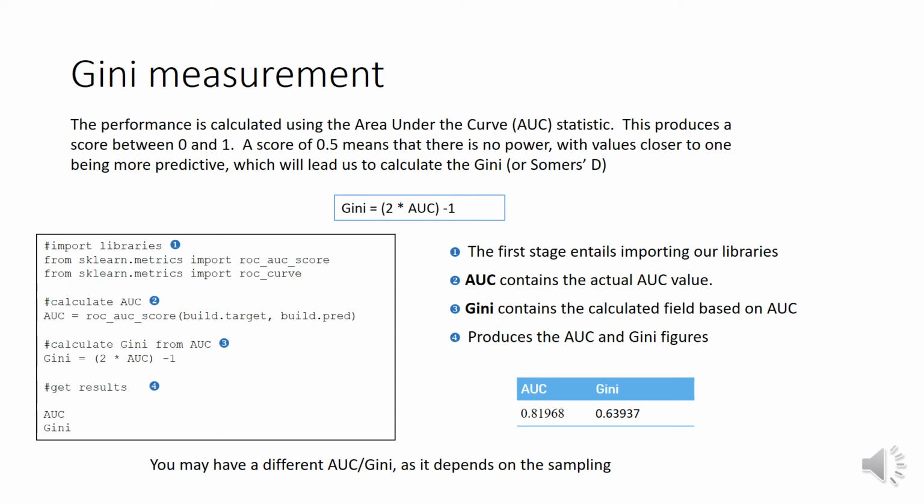And now we can calculate our Gini statistic using the area under the curve statistic. This produces a score between 0 and 1. A score of 0.5 means that there's no power, with values closer to 1 being more predictive, which will lead us to calculate the Gini, or sometimes known as Somers' D, as shown in the equation on the slide. So step 1 entails importing our libraries. Step 2, calculate our AUC. Step 3, apply our equation to get to Gini. And number 4, we're just going to print our results, as we can see on the slide. You may have a different AUC or Gini, as it depends on the sampling.